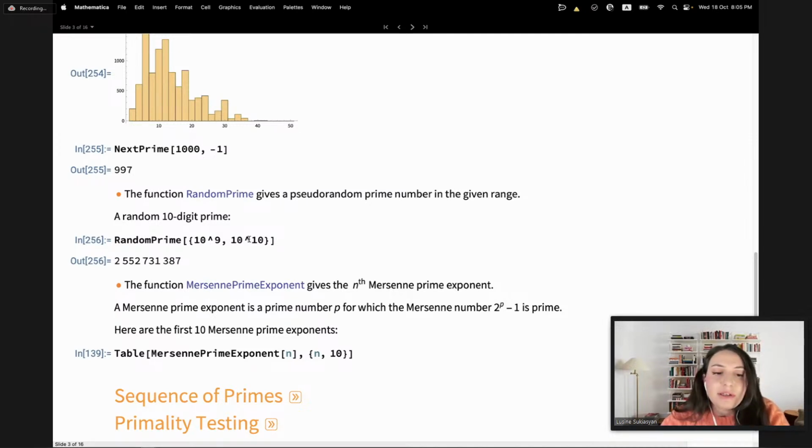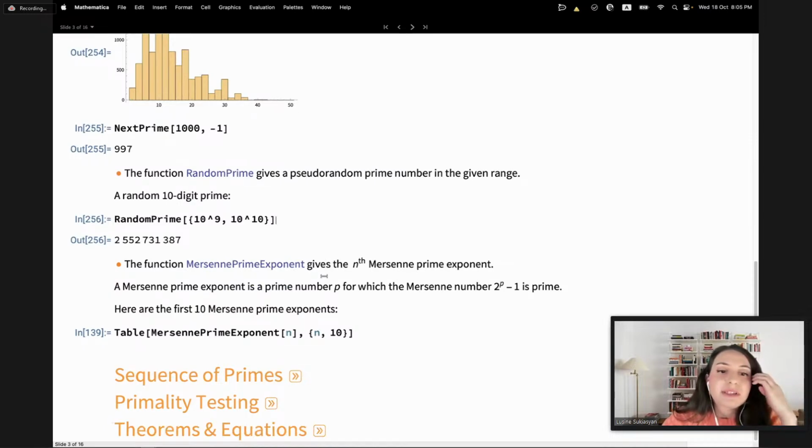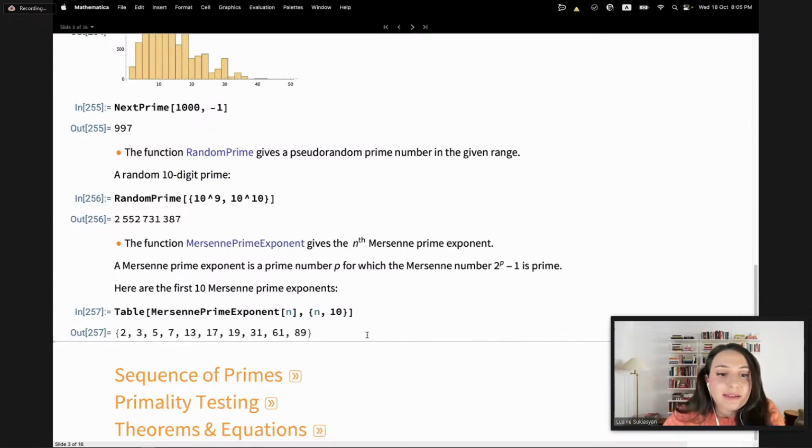The next function in this category is the function MersennePrimeExponent, which gives you the nth Mersenne prime exponent. So what is it? A Mersenne prime exponent is a prime number p for which the Mersenne number 2 to the power of p minus 1 is prime. For example, we can find the first 10 Mersenne prime exponents by doing this. This is the table of the first 10 Mersenne prime exponents.